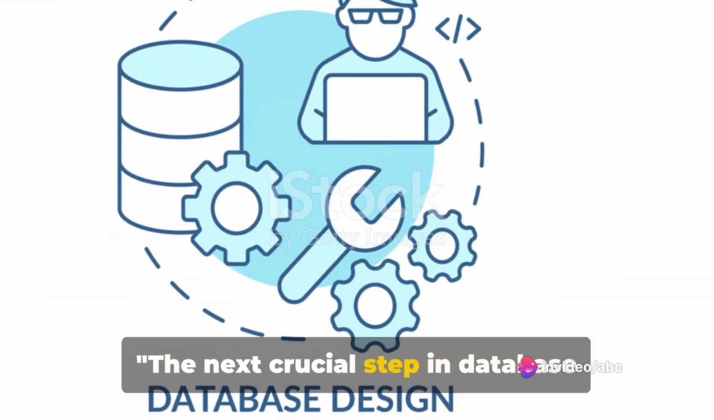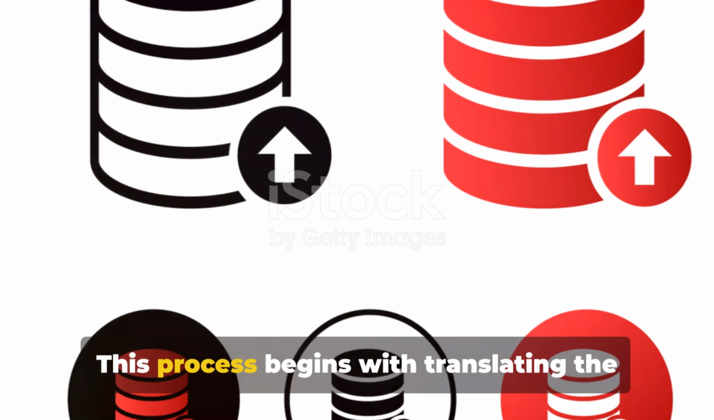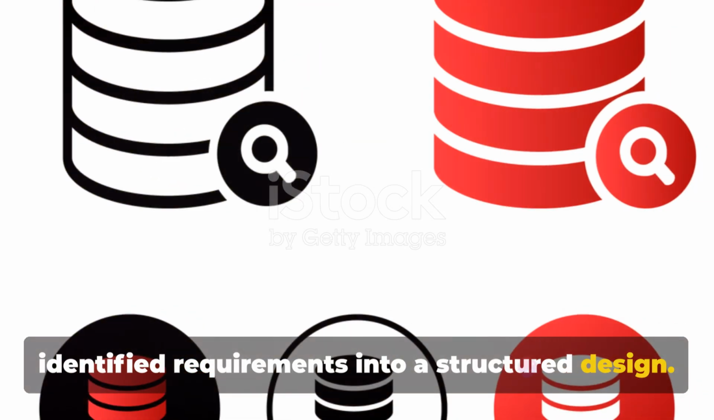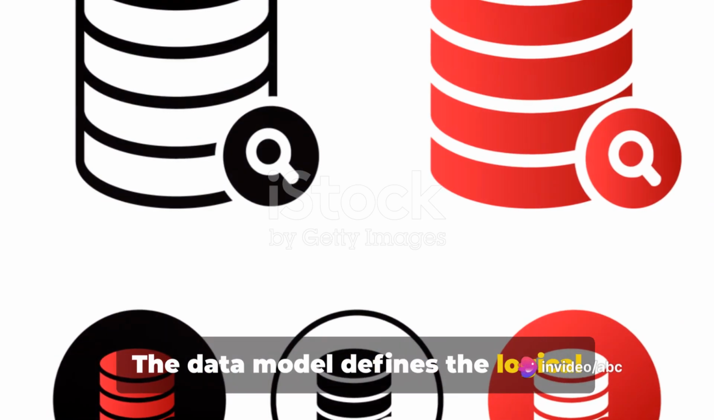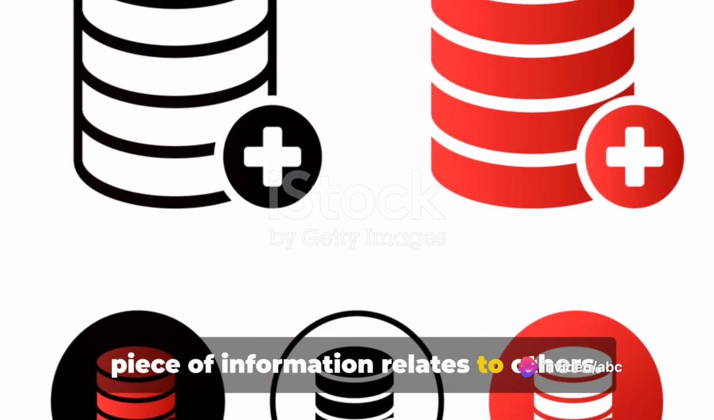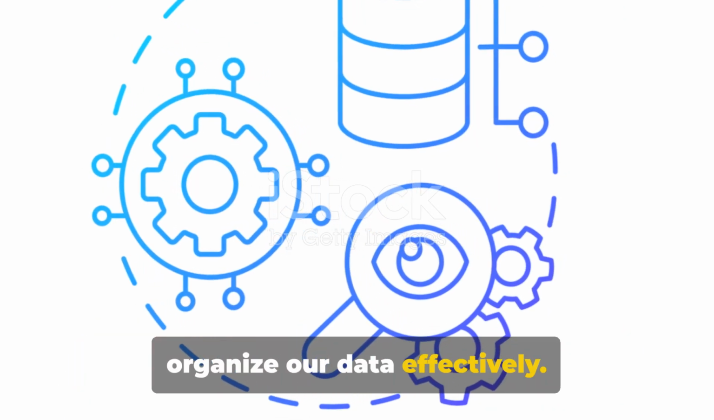The next crucial step in database planning is designing the data model and schema. This process begins with translating the identified requirements into a structured design. The data model defines the logical structure of the data, detailing how each piece of information relates to others. It's a blueprint that guides us on how to organize our data effectively.